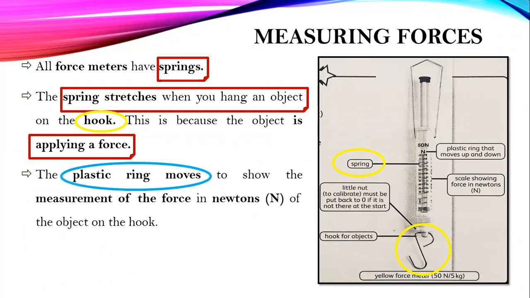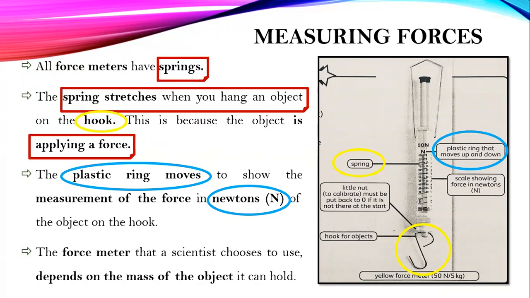The plastic ring I show you in the picture with the blue circle moves up and down with the spring. This plastic ring moves to show the measurement of the force in Newton. The plastic cylinder is graduated in newtons. While the spring is stretched, this plastic ring is going to move down, and it will show the measurement of the force in newtons.